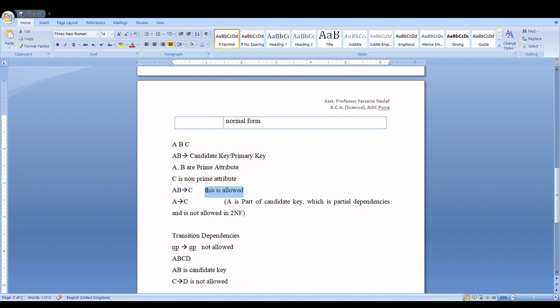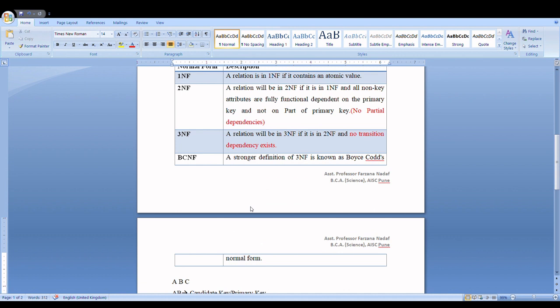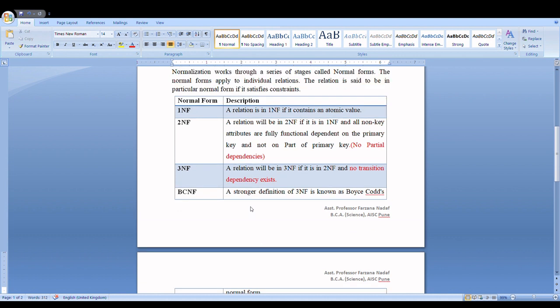Yes, this is allowed. But if I write A implies C, C is dependent on a part of the primary key. A is a part of the primary key, but it is not the entire primary key or a candidate key, correct? So A is part of the candidate key, which is partial dependency. So my non-prime attribute is partially dependent on the primary key, which is not allowed in 2NF. Understood? Very important topic. You get questions on this, where you have to identify which normal form the database is in.